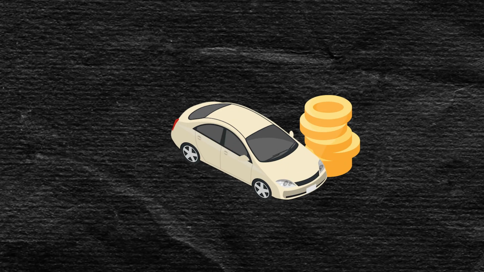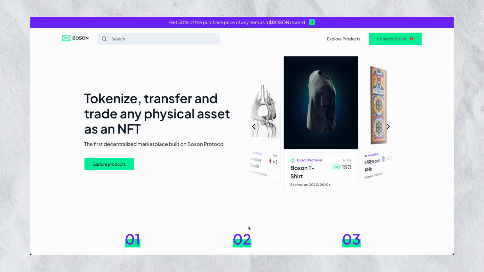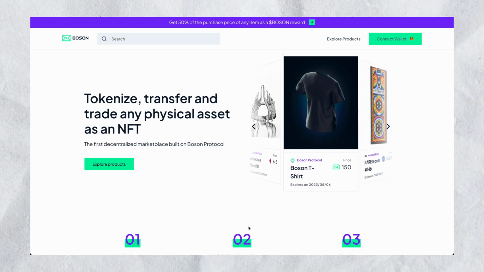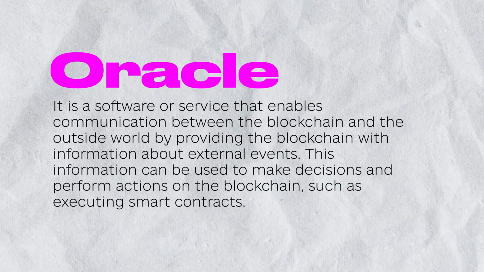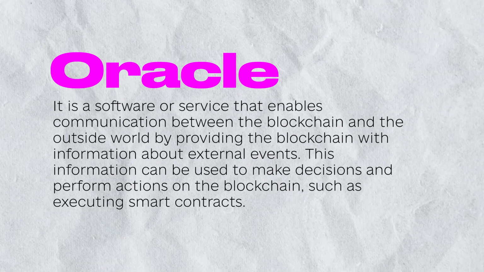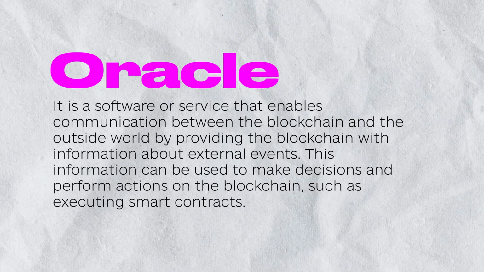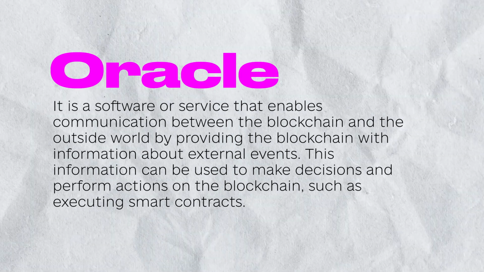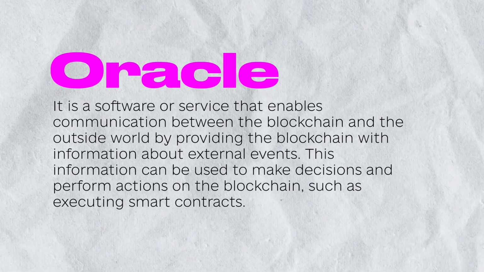Boson solves the physical asset oracle problem by ensuring that the token that Bob buys from Alice actually matches Alice's car. Boson uses oracles that are linked to the physical asset and can confirm that it is in the possession of the correct owner. For those who don't understand what an oracle is, it is a software or service that enables communication between the blockchain and the outside world by providing the blockchain with information about external events. This information can be used to make decisions and perform actions on the blockchain, such as executing smart contracts.